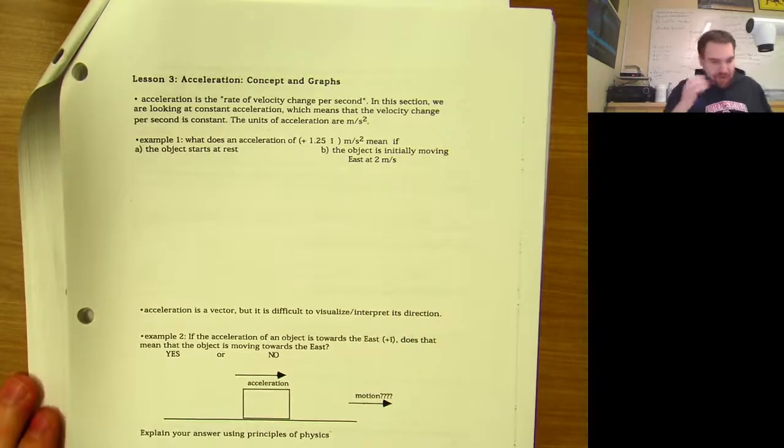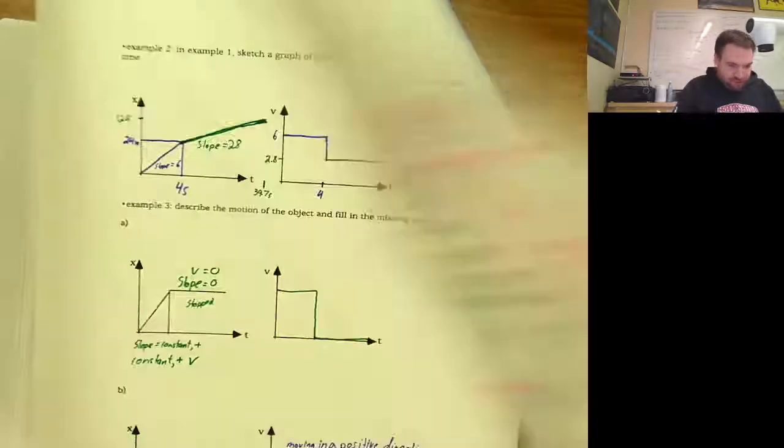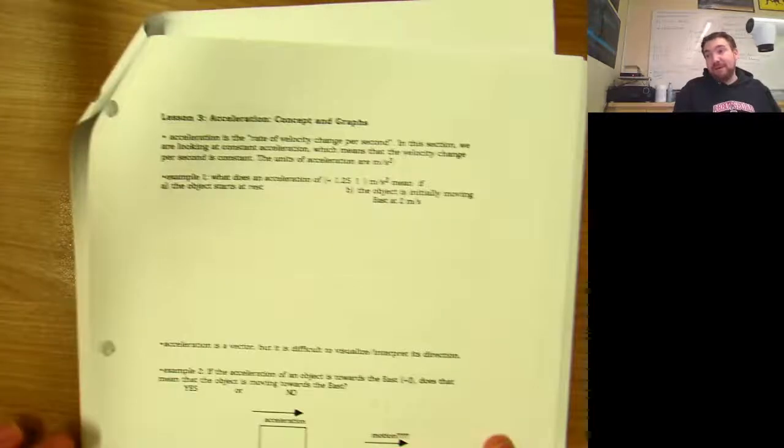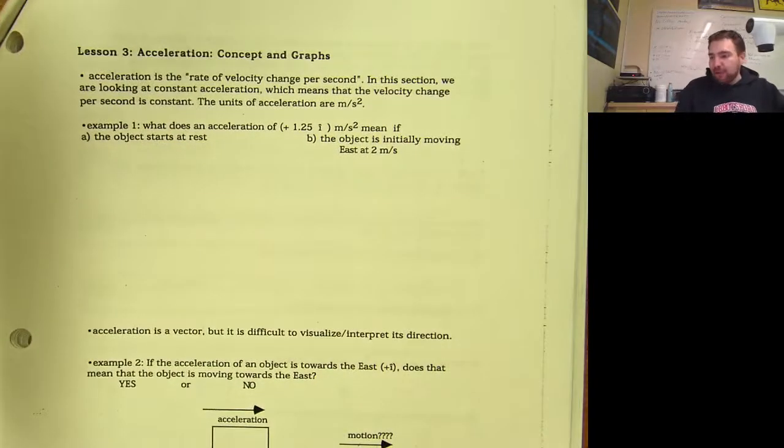Okay, so we've looked at position and time graphs, we've looked at velocity time graphs. Again, all of this should be review. I'm hoping it's bringing back memories. For some of you, Physics 11 was a long time ago. Here we go, we're on acceleration, conceptually and as a graph.